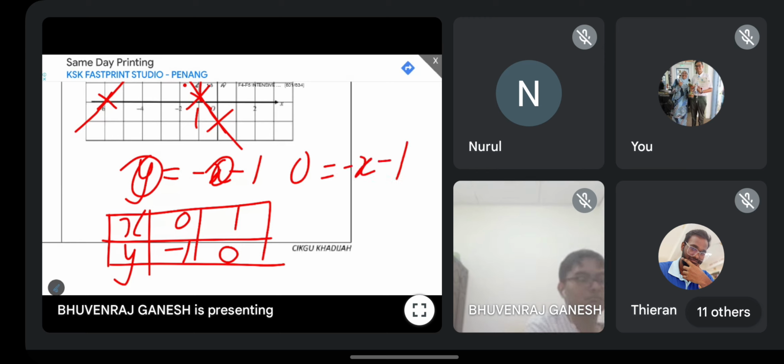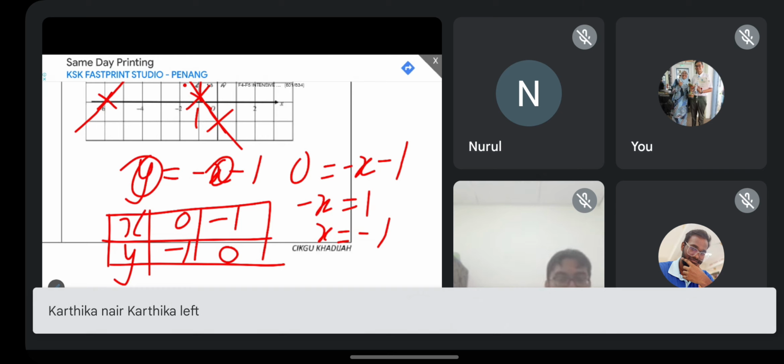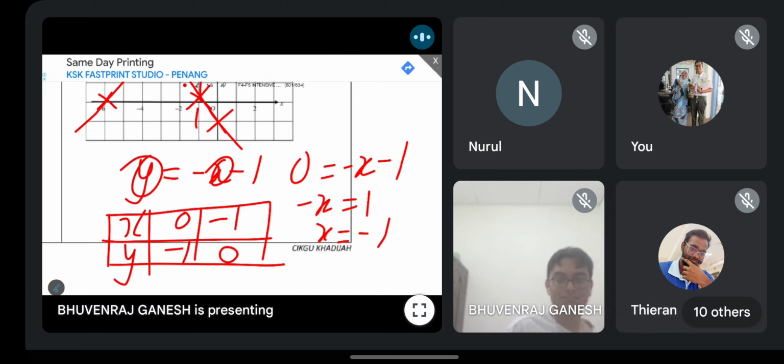Something like this. Wait. Sorry, this one is negative 1, 0. X is negative 1. Can you get it now? Just let x is 0, y is 0. Then count the other two values. Okay, guys? Any other question?